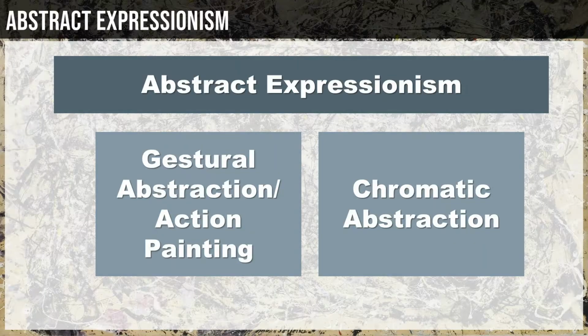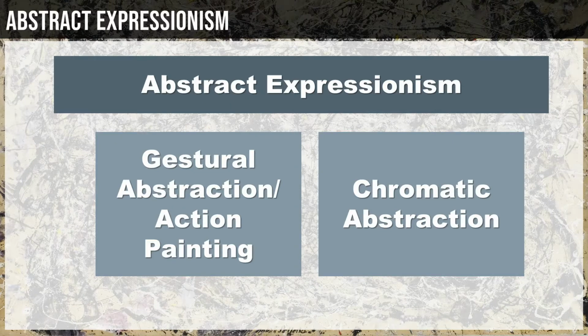As I mentioned before, abstract expressionism is often divided into two branches. On the one side is gestural abstraction, or action painting, which includes artists like Pollock, both de Kooning's, Krasner, and Kline. On the other side is chromatic abstraction, in which emotional resonance comes not from the trace of the artist's hand or movement, but from the colors they selected.